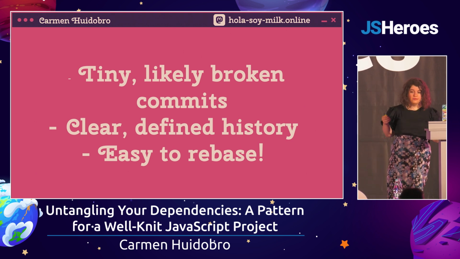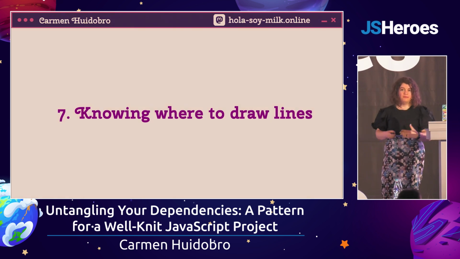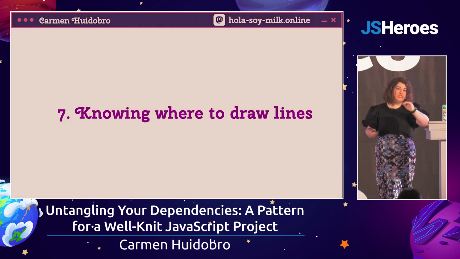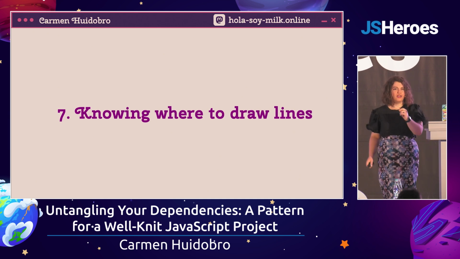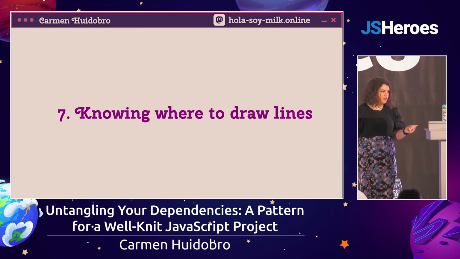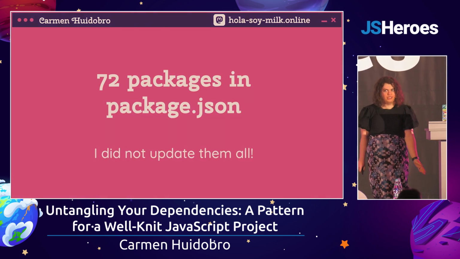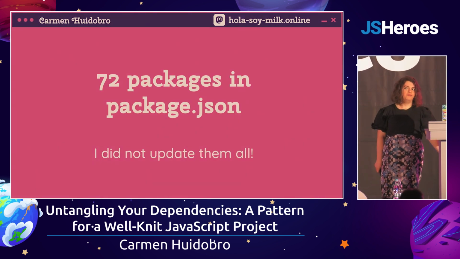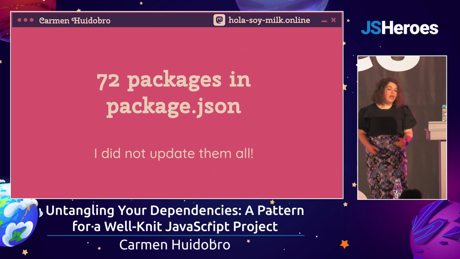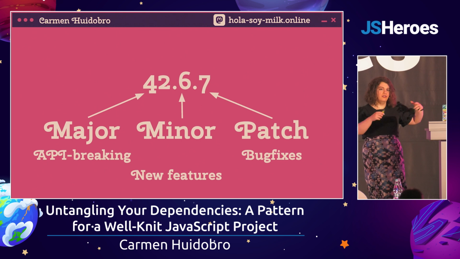And the final thing that I learned when working with complex dependency management and upgrades thereof is knowing where to draw the line. How much upgrading is too much upgrading? Because with that app I was working on, there were 72 packages in that package.json file, which doesn't sound like a lot until you start upgrading them. So I decided not to upgrade them all. I even decided not to upgrade them in the major way.